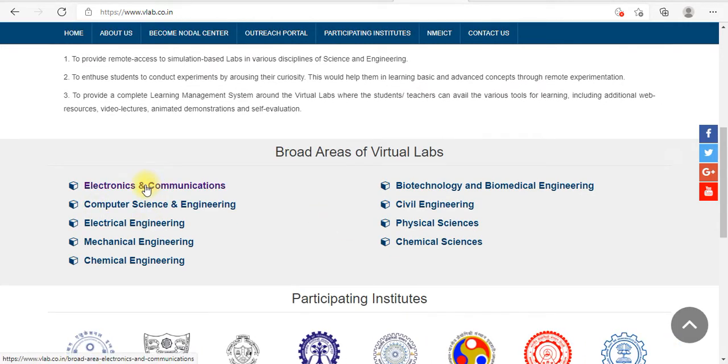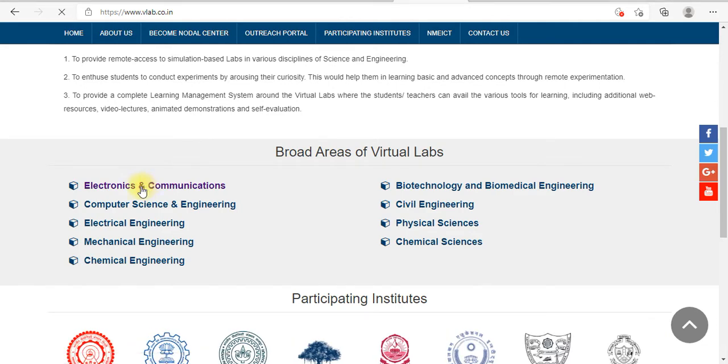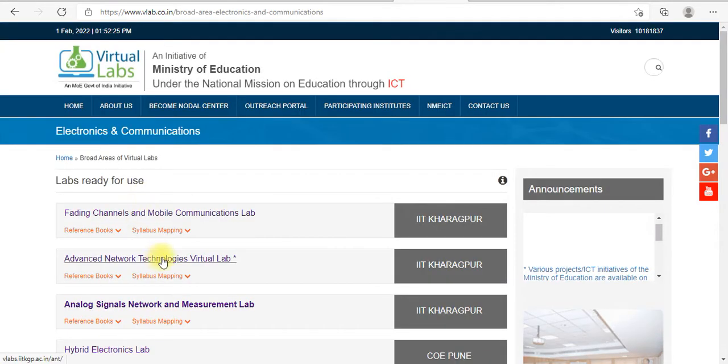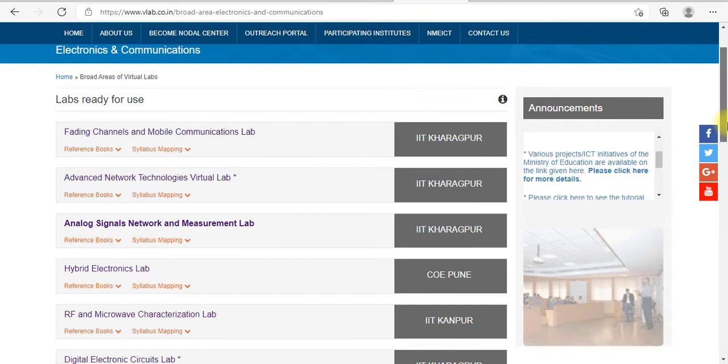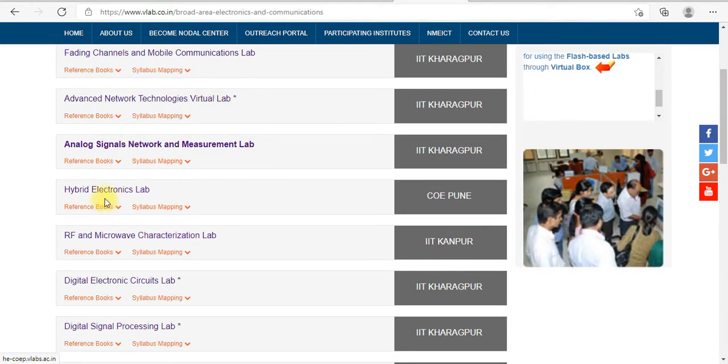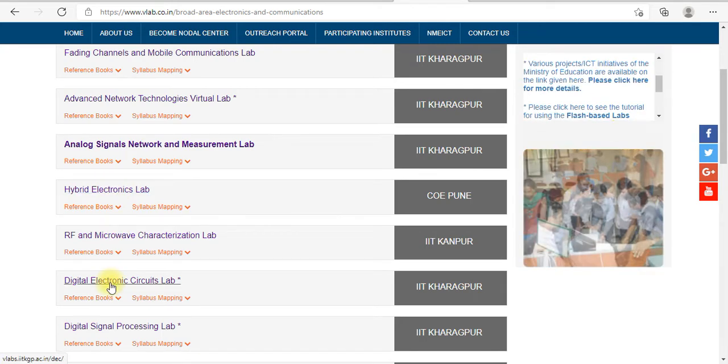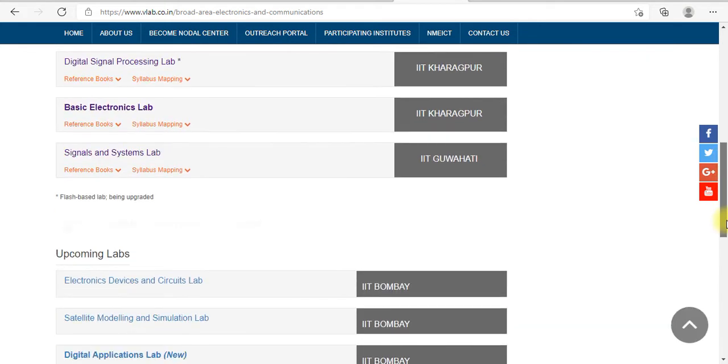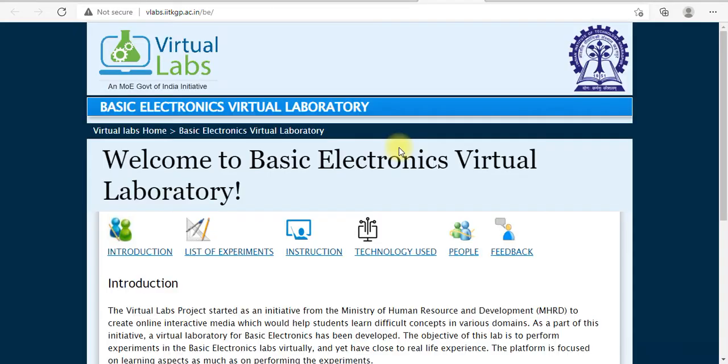Okay, now we will connect with electronics and communication. After that, we are moving to the advanced network technology and hybrid electronics lab. This is the digital electronics lab. This is the basic electronics and electronic device and circuitry lab. Now we will connect with the basic electronics lab.